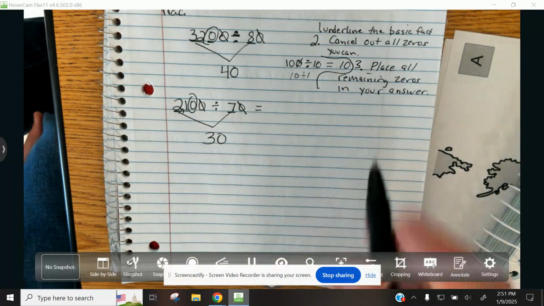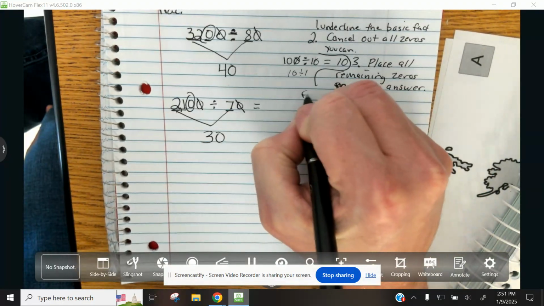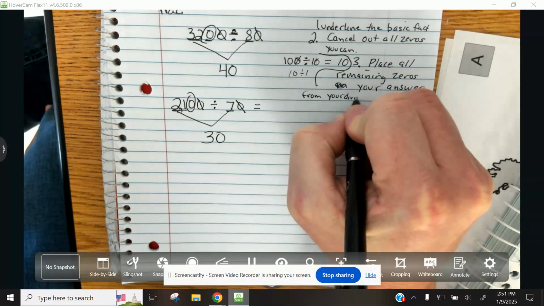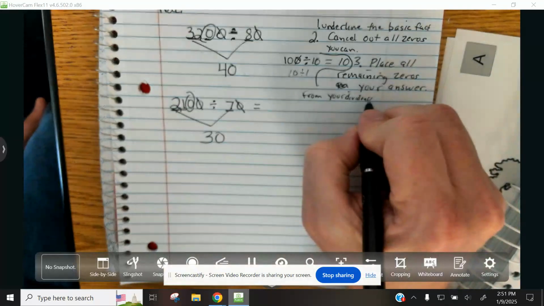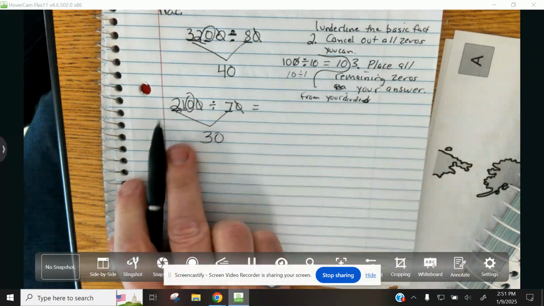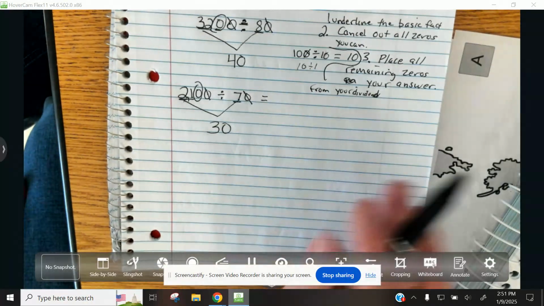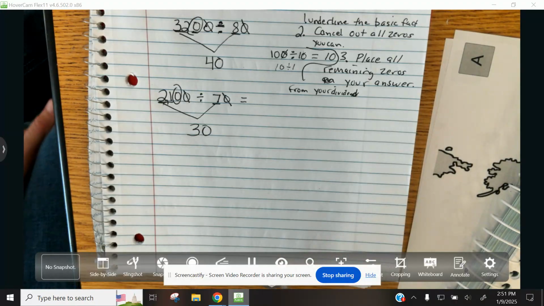Place all remaining zeros in, and I'm even going to change this, from your dividend. So from the bigger number, from your dividend. Okay? So that's going to be an important part. If there ever happens to be extra zeros over here, it cannot work that way. Okay? I don't know if the book will do that to you this time, but they'll eventually will. All right, let's do another problem.